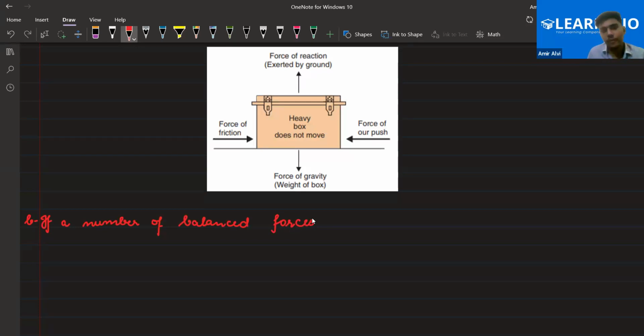Sorry for the bad handwriting, everyone. Actually, it's a little humid right now because it's rainy season in India. So it's a little slippery right now. Sorry for the bad handwriting.